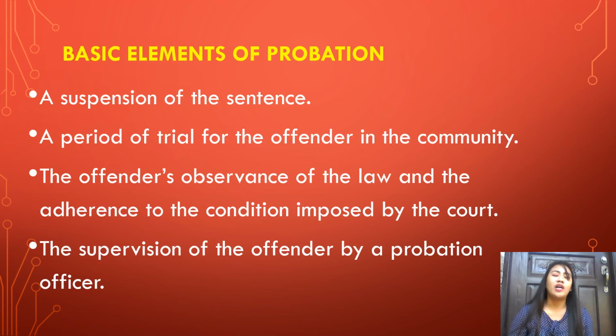Okay? So what are the basic elements of probation? So number one element of probation is suspension of sentence. Okay? Probation po, there will be a suspension or temporary suspension of the sentence. And then, a period of trial for the offender in the community. Okay? So, the offender will remain in the community, wherein doon po niya i-serve yung kanyang sentence.